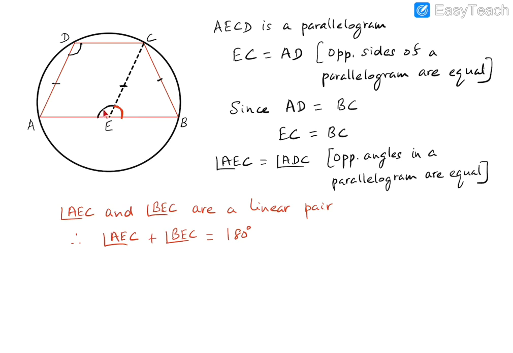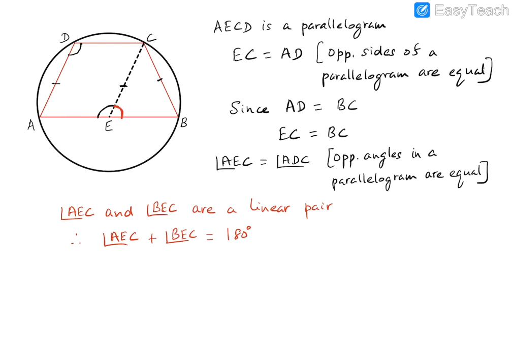And since angle AEC and angle BEC are a linear pair, we know from the property of the linear pair of angles that the sum of a linear pair of angles is 180 degrees. So we have angle AEC plus angle BEC equal to 180 degrees. Okay, that's the next observation that we have.